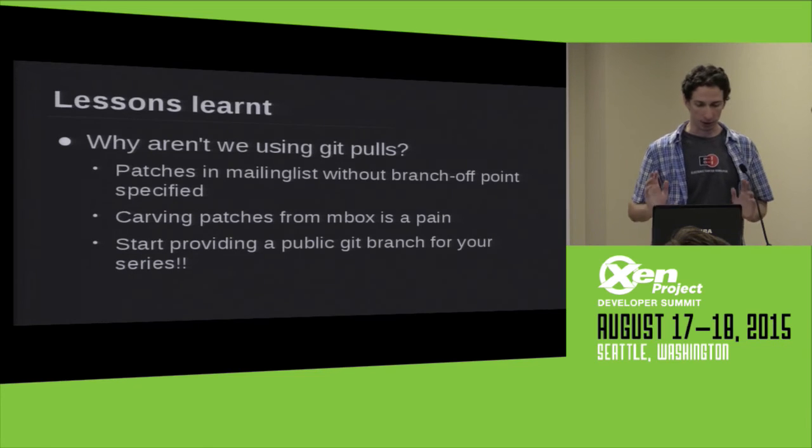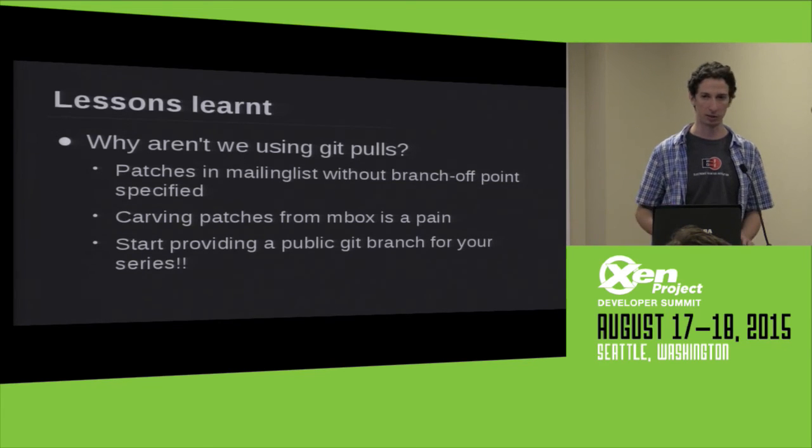So, lessons learned. This was my last year working with Xen. I ended up being a Xen maintainer, but some things were really annoying. Why aren't we using Git pulls on the mailing list? Most people just send the patches and don't specify where they branched off. So you get a series, and even if you carve it out from the mailing list, you have no idea where you should apply it.